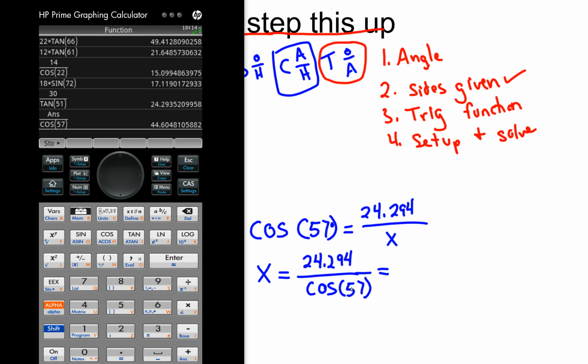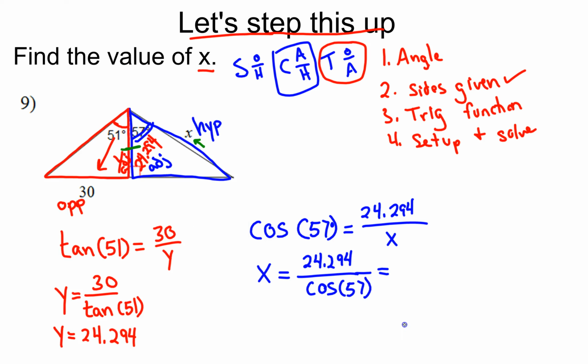So that means that x must be 44.6048, which rounding to the third decimal place is going to give us 44.605. So x is equal to 44.605, and we don't know what units, so I'm just going to write units. And that's it.